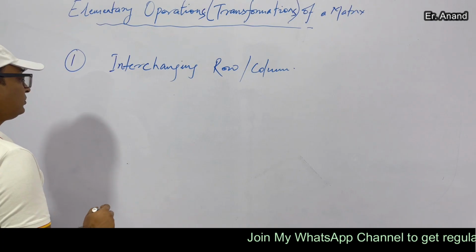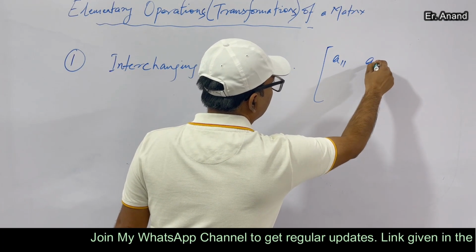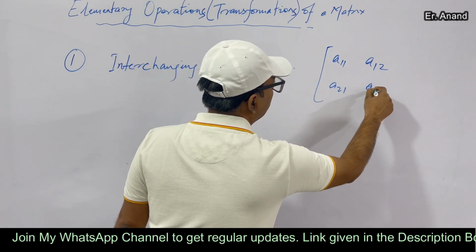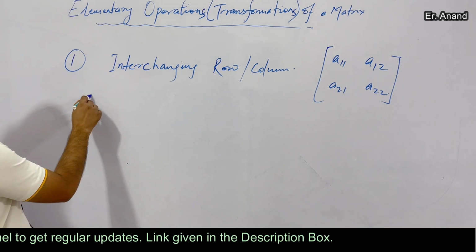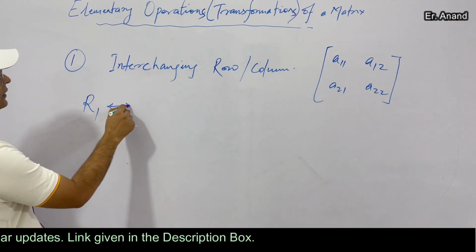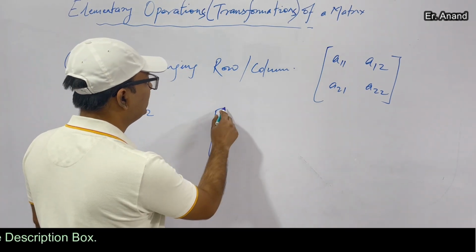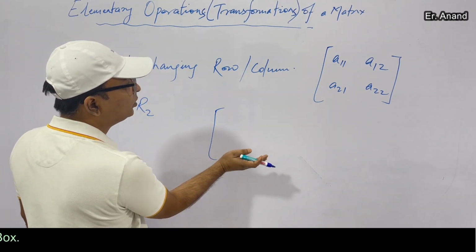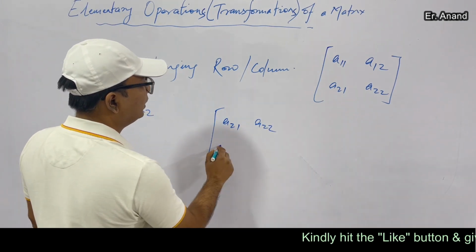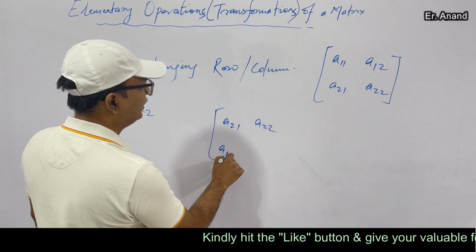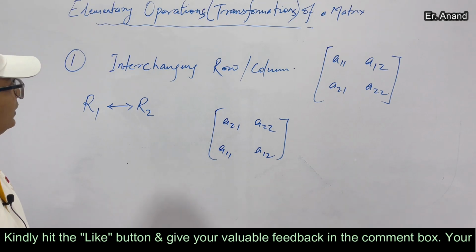What is the meaning? Let's say we have, for example, a 2 by 2 matrix for convenience, A11, A12, A21, A22. I write: row 1 is interchanged with row 2. This means our new matrix will have row 1 interchanged with row 2. That is, in place of row 1 we will write row 2, and row 1 will be written at this place. That is, row 1 becomes row 2 and row 2 becomes row 1.